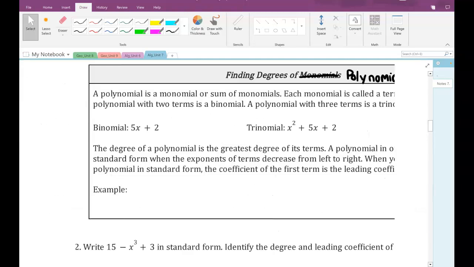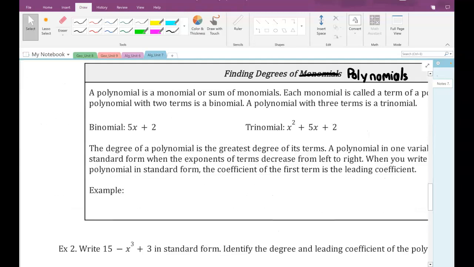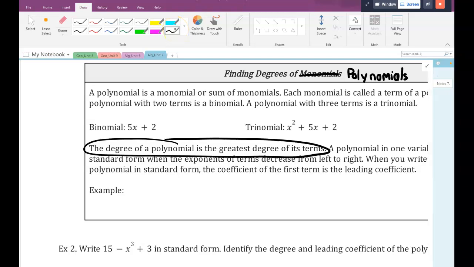To find the degree of a polynomial, you don't sum them, you take the greatest degree of its terms. So that's the important part. You take the greatest degree.